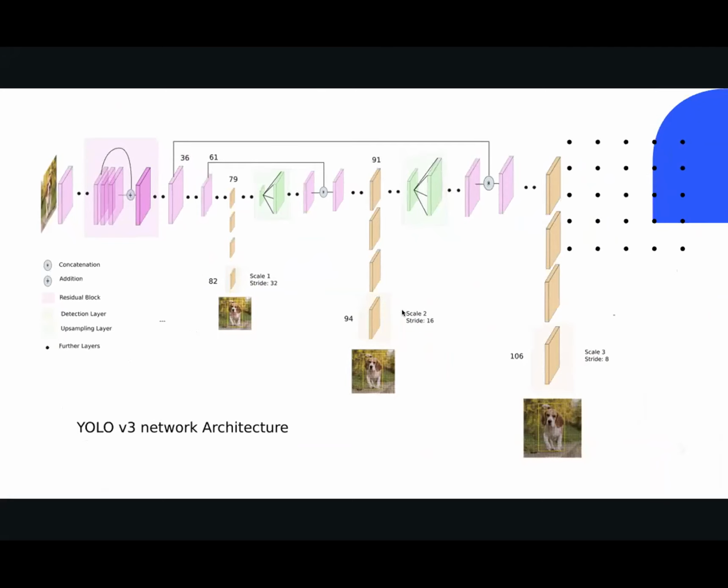And here is the rest of the architecture. As we said, the first part makes the feature map extremely small and looks for the large objects.